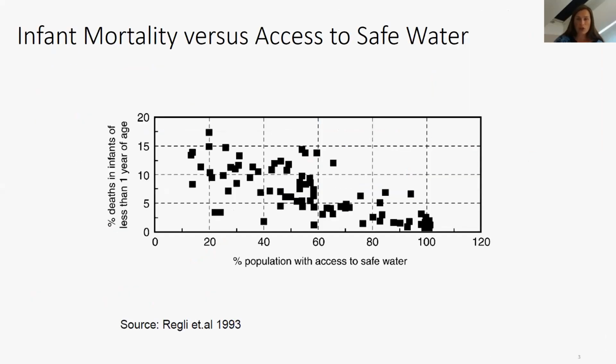So maybe let's start first with a short reminder, which I think most of you know, about how important access to safe water is. What you see on the graph here is the share of the population with access to safe water, correlated with deaths of infants of less than 1 year of age. And what we see here is that it correlates very strongly. The lower access to safe water is, the higher infant mortality is, going to 15 or 20% in some cases. This shows us how important water supply and safety of water is, but also that it is specifically important for small children, because they are affected even more than adults are.